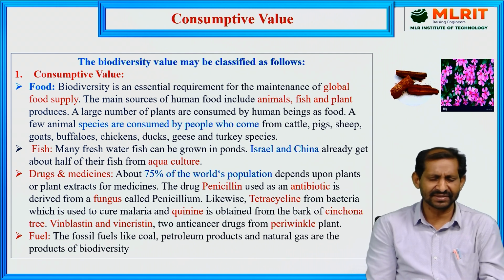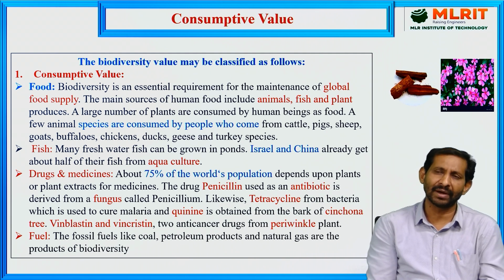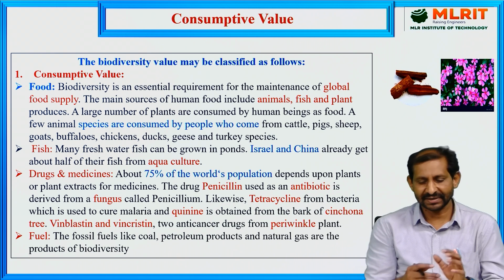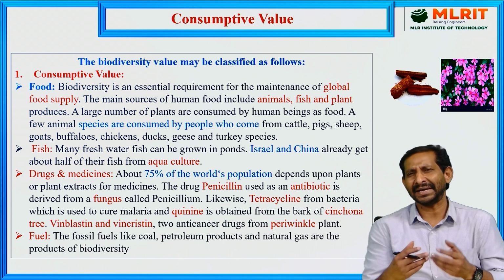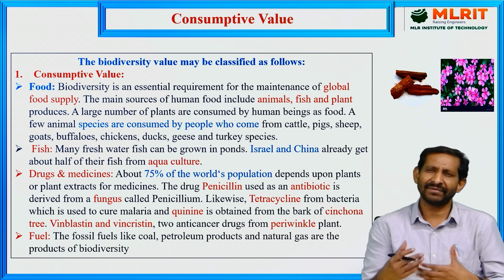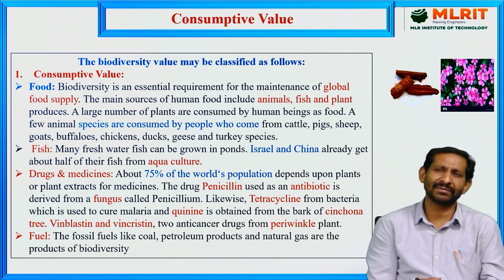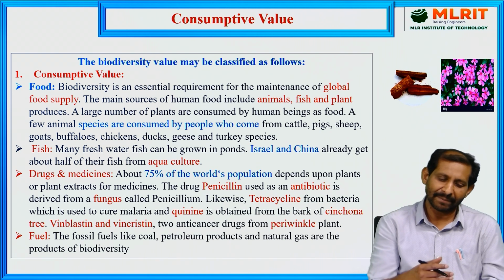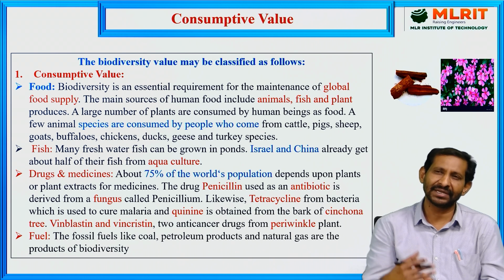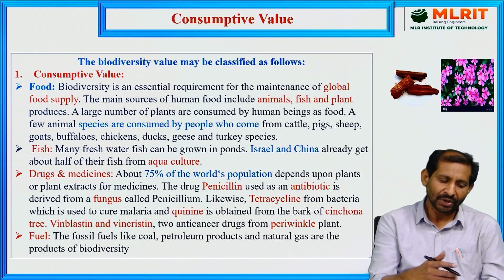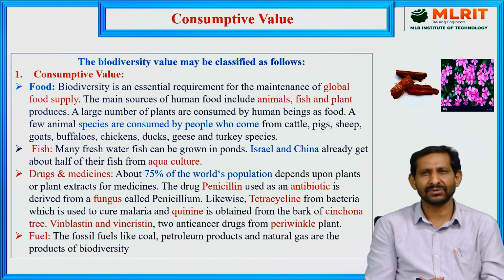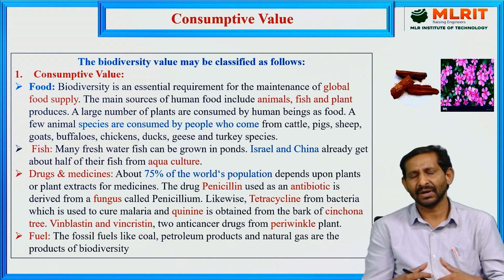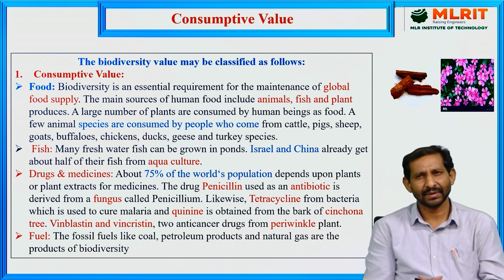Food is an essential requirement for the maintenance of the global food supply. For example, all plants, animals and fishes, whatever, all these food items come from the different biodiversities or ecosystems only. Many plants are taken as food by human beings. Drugs and medicines also, because nowadays a lot of plants produce drugs and medicines.